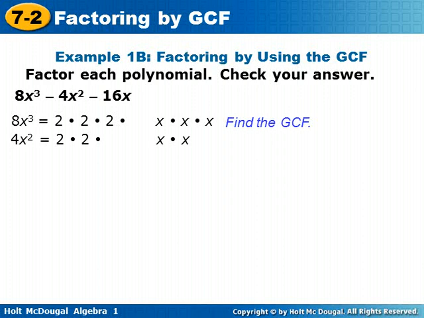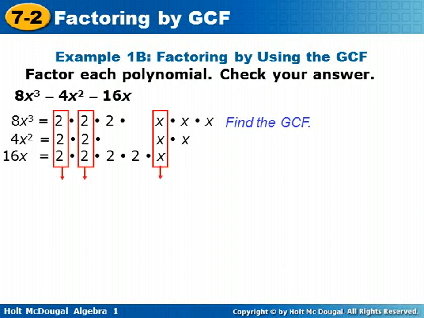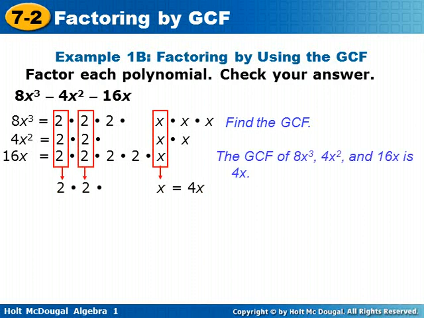4x squared is 2 times 2 times x times x. And 16x is 2 times 2 times 2 times 2 times x. Their common factors are 2, 2, and x, multiplied together equaling 4x.